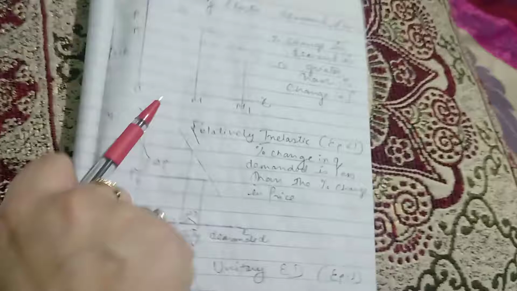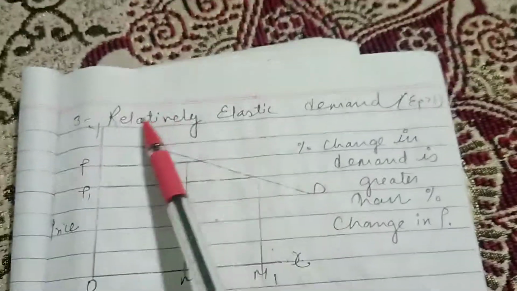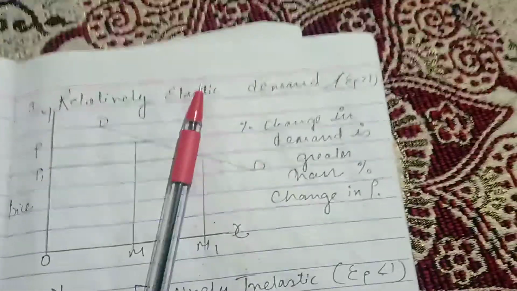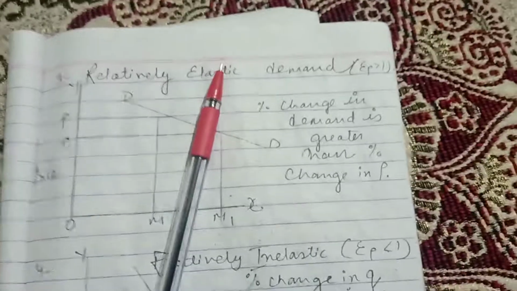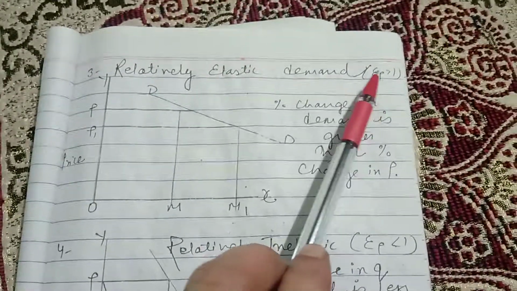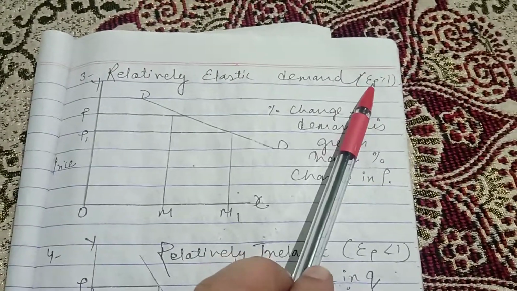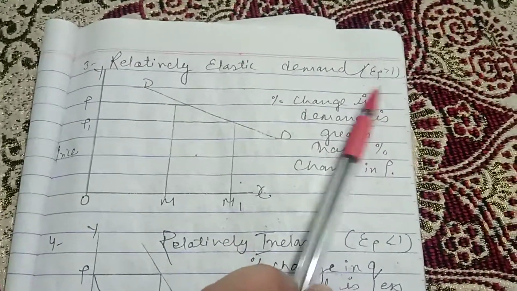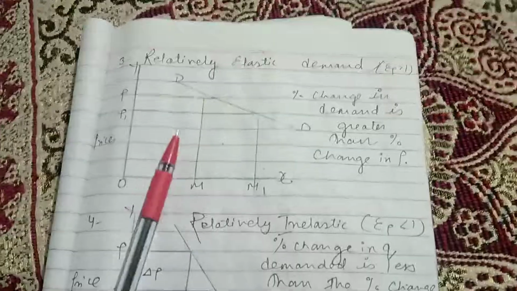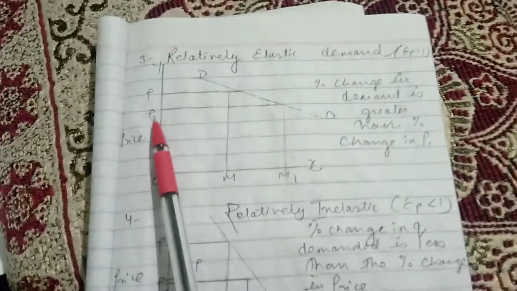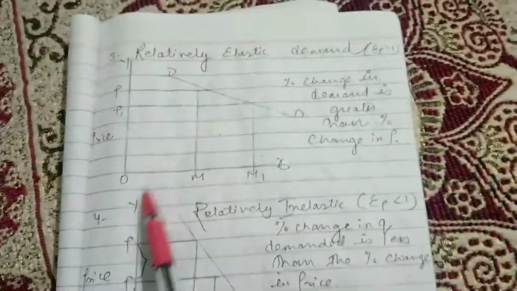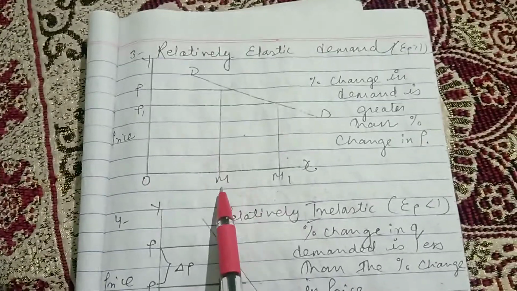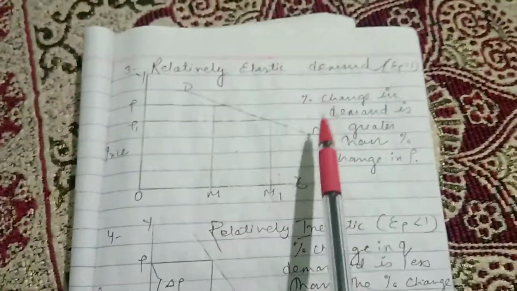Well, the third diagram is for the relatively elastic demand. Here this is shown through EP. Here this elasticity of demand is greater than 1. EP is greater than 1. Again here you can see that the price was earlier P and went to P1, and the quantity was M and it moves to M1.